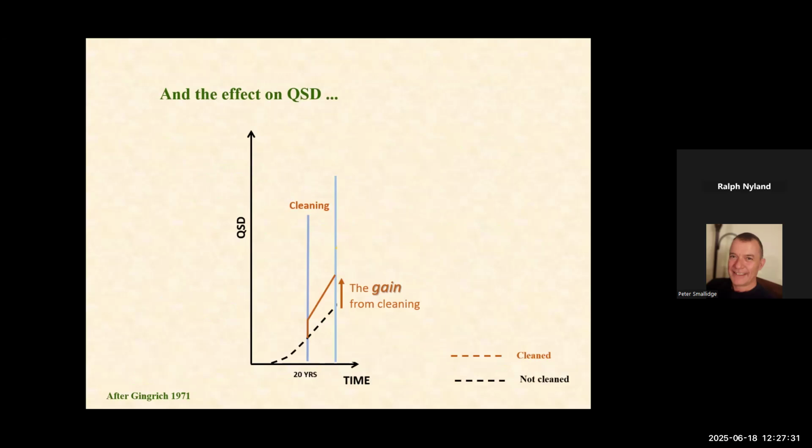What effect on quadratic stand diameter, the tree of mean basal area? I looked at these data from Gingrich for thinning beginning at age 20. That would be an early release. The black line shows what happens with the quadratic stand diameter in a stand not given early treatments. And the orange line, the effect of cleaning, the gain from cleaning.